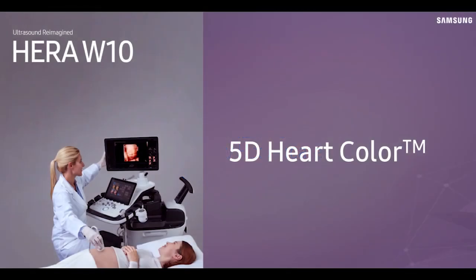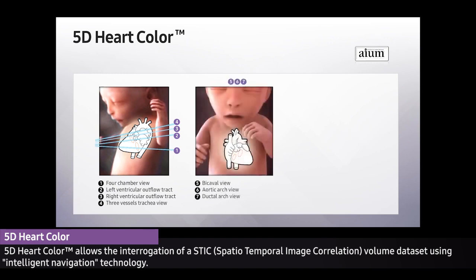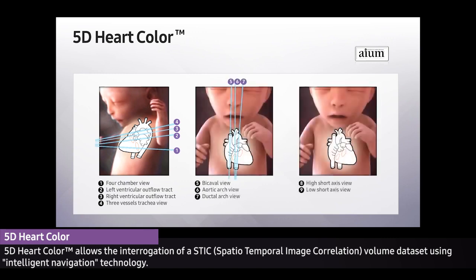In this video, we would like to introduce 5D Heart Color features. 5D Heart Color allows the interrogation of a STIC (spatiotemporal image correlation) volume dataset using intelligent navigation technology.